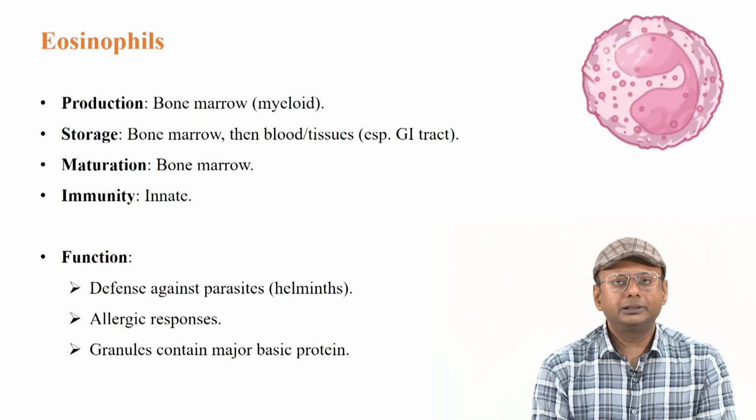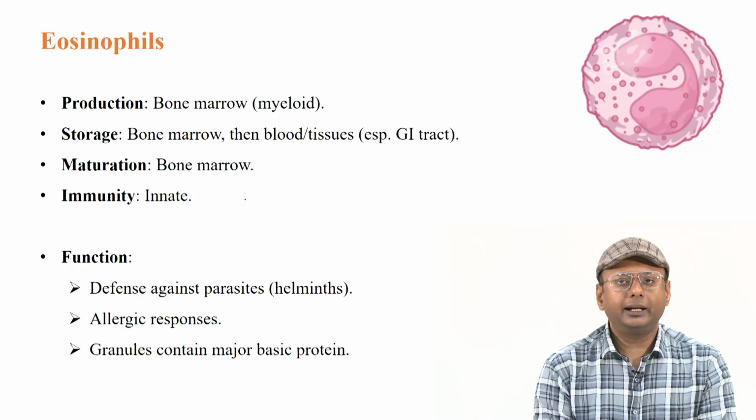Then eosinophils, you can see they generally get produced in our bone marrow. They have an important role to play in innate immunity. Eosinophils have a crucial function to destroy parasites. So these are very specific to parasitic infection: whenever any parasitic infection happens in our body, eosinophils can be a fast responder to kill these parasites.